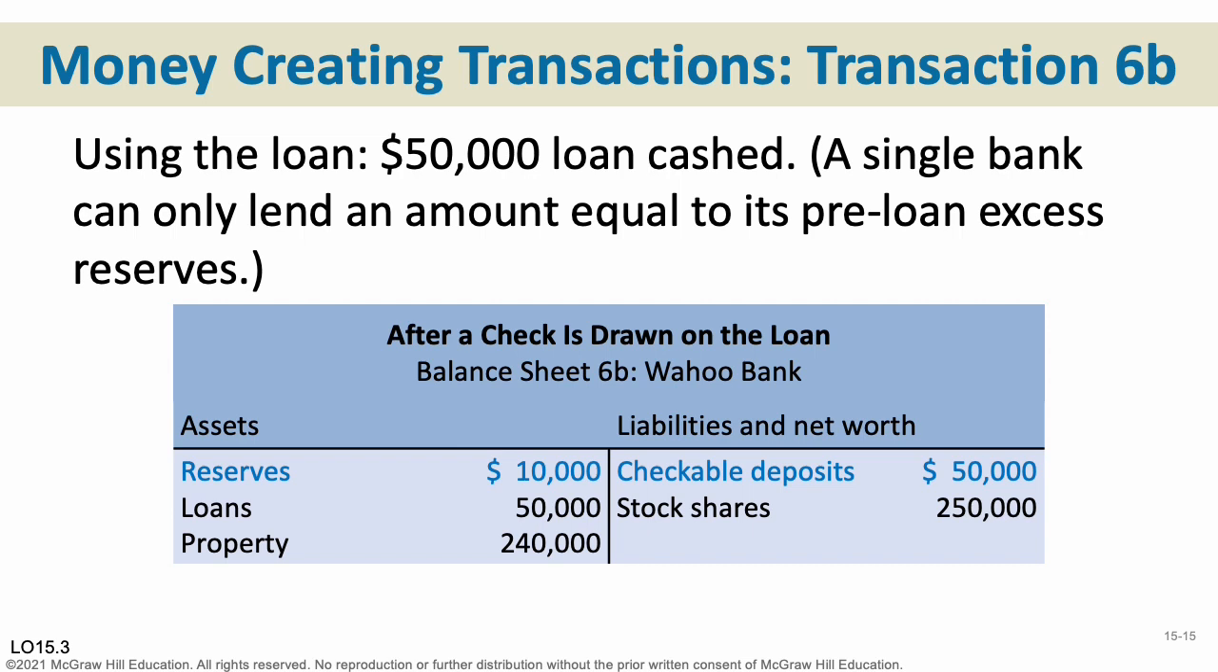So if we look here, a single bank can only lend an amount equal to its pre-loan excess reserves. Remember, you cannot make loans for greater than that, because if you did, you would go under your reserve requirement if you paid out all of those loans.